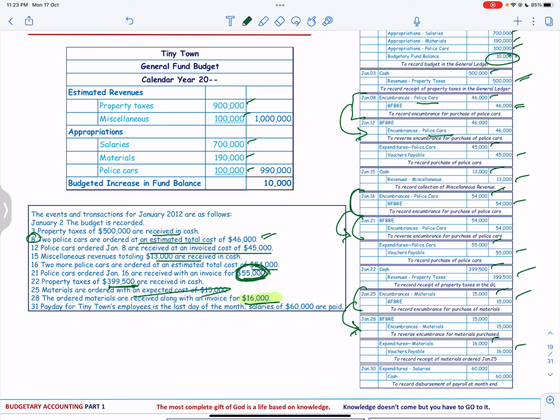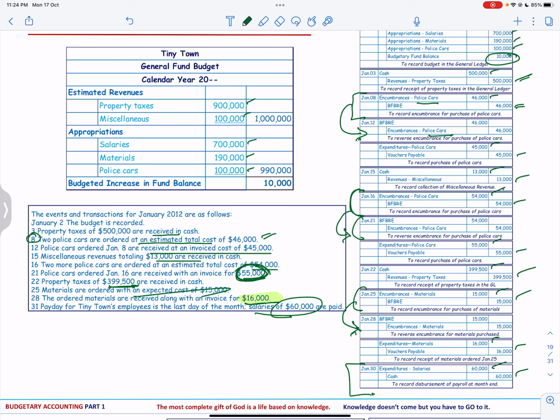And next, finally, they are paying the salaries. Now for salaries, this is a transaction where you don't expect any change in the payment for this particular expenditure, that is salaries. So that's why we don't record encumbrance for salaries. So salaries expenditure is debit and cash is credit.